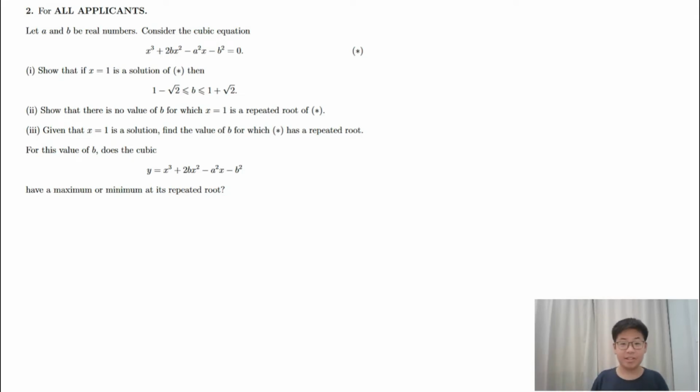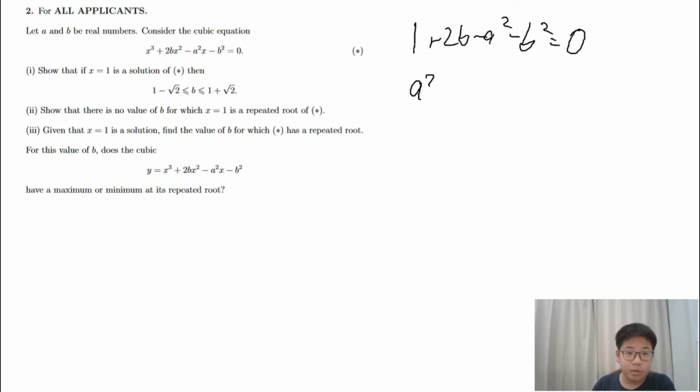Hello, today we'll be doing question 2 of 2014. We have a cubic equation. If we rearrange and substitute, we get 1 plus 2b minus a squared minus b squared equals 0. So this rearranges to a squared plus (b minus 1) squared equals 2.